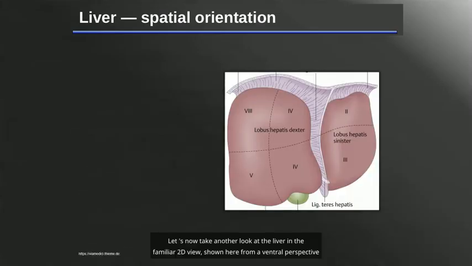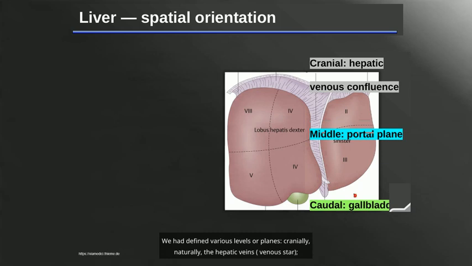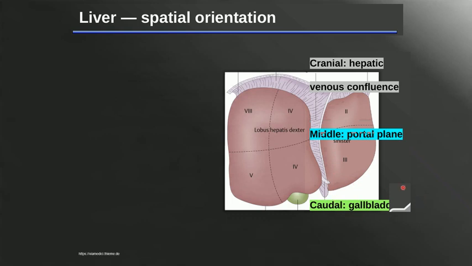Let's now take another look at the liver in the familiar 2D view, shown here from a ventral perspective with the cranial suspension in the diaphragm area, the falciform ligament, and the junction into the ligamentum teres, which we have already learned is very helpful. We had defined various levels or planes, cranially, naturally, the hepatic veins, venous star, in the middle, the portal plane as a very essential guiding structure, and caudally, in the basement, so to speak, the gallbladder.